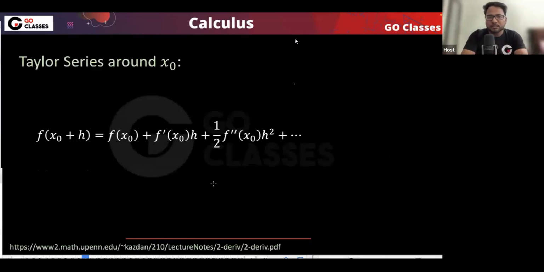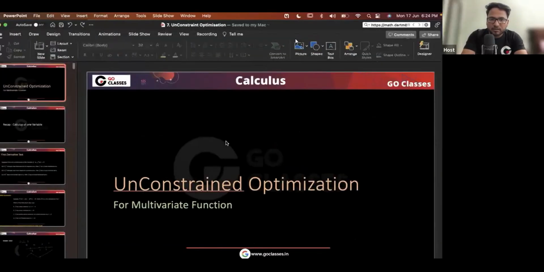So you might remember the Taylor series. The Taylor series says that if you have the value of the function at x naught, and you want to find out the value of the function at some nearby point, let's suppose x naught plus h, then you can do something like this. Or maybe we have seen the Taylor series in some other variant, for example.